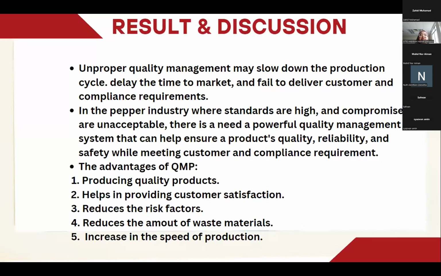This is the result and discussion. Improper quality management may slow down the production cycle, delay the time to market, and fail to deliver customer and compliance requirements. In the paper industry, the standards are high and compromise is unacceptable. There is a need for a powerful quality management system that can help ensure a product's quality, reliability, and safety while meeting customer and compliance requirements.